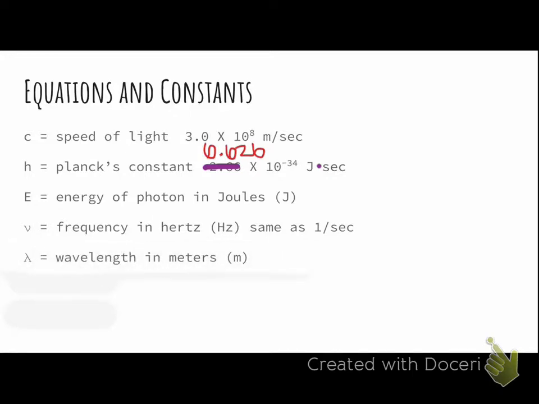The next one is lambda, so that is what this symbol here is. It's a Greek symbol, and that represents the wavelength, and that unit is going to need to be in meters. And then the two equations we're going to use. The speed of light equals the wavelength times the frequency, and energy equals Planck's constant times the frequency. So those are the two equations that we'll be using as we go through this.